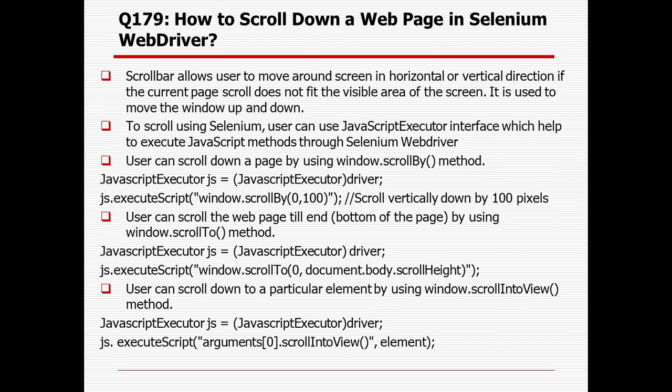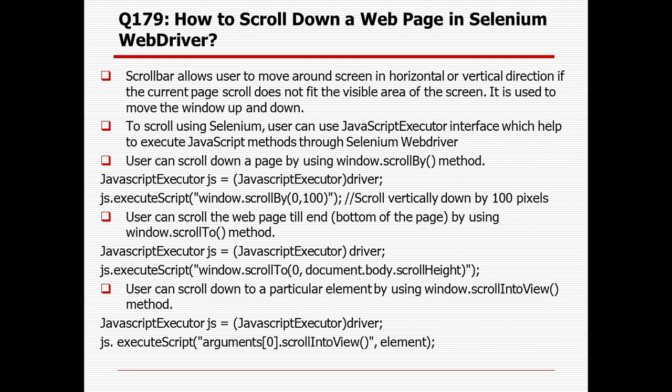Now, how does scrolling down a web page happen in Selenium WebDriver? You have already seen a lot of pages where all the page elements are not visible in a single page. Either you need to move right or move down, right? Scroll down or scroll up. Scroll bars allow the user to move around the screen in horizontal or vertical directions if the current page does not fit the visible area of the screen. It is used to move the window up and down, right? So in case the page does not fit into the window, there will be scroll bars with which we can vertically or horizontally shift the window.